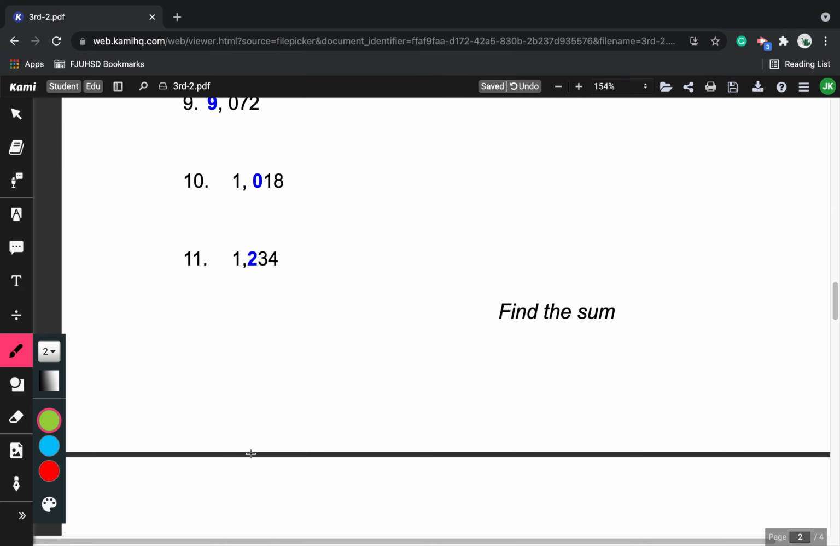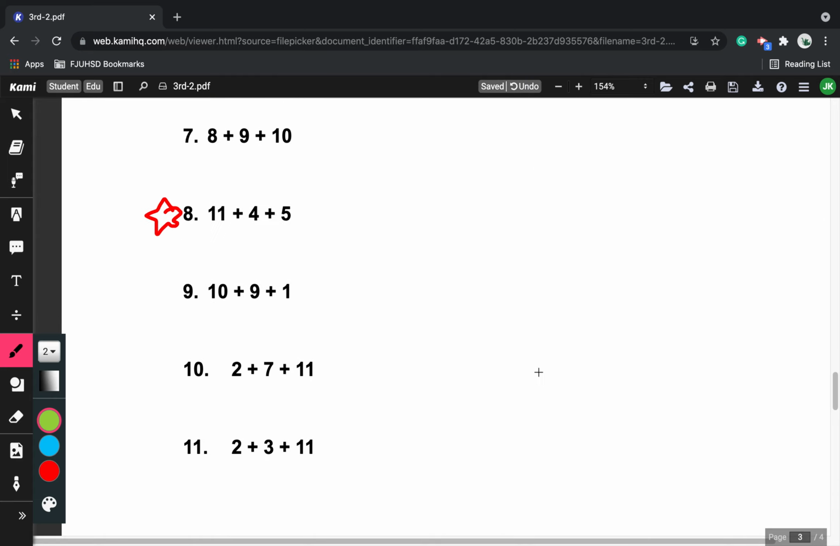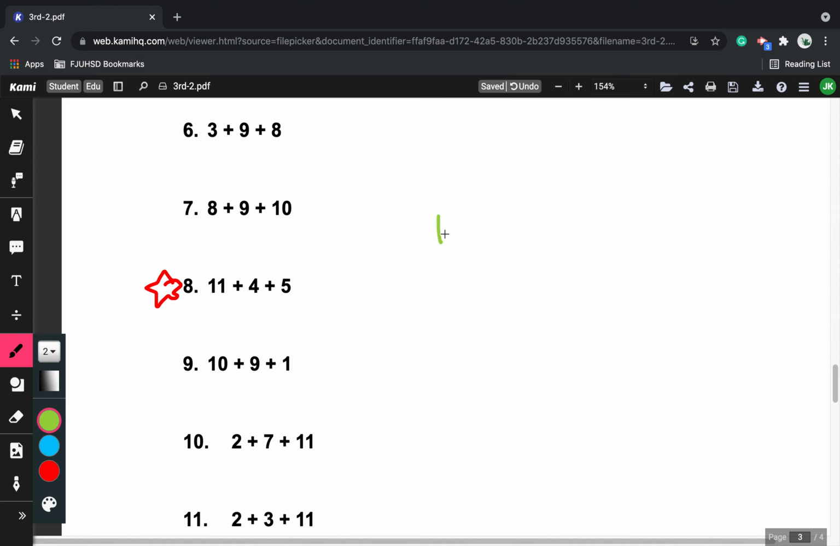Okay, continue on. The next one, they're going to ask you to find the sum, which is just basically adding. What I like to do is stack numbers like this. Order does not matter because it's commutative. So we're going to start going from left to right, like this. Think of it like that. So 1 plus 4 is 5, and 5 plus 5 is 10.